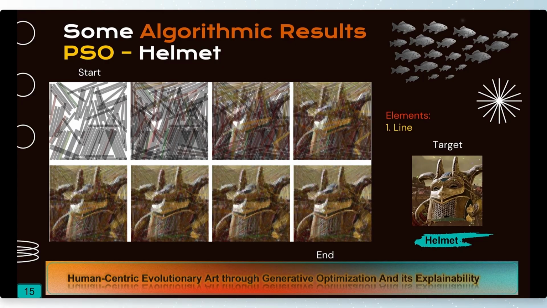Or here the helmet image is constructed using just lines. Here we had more runs, like 3 hours of running, so the image is much closer to the target using the PSO algorithm.